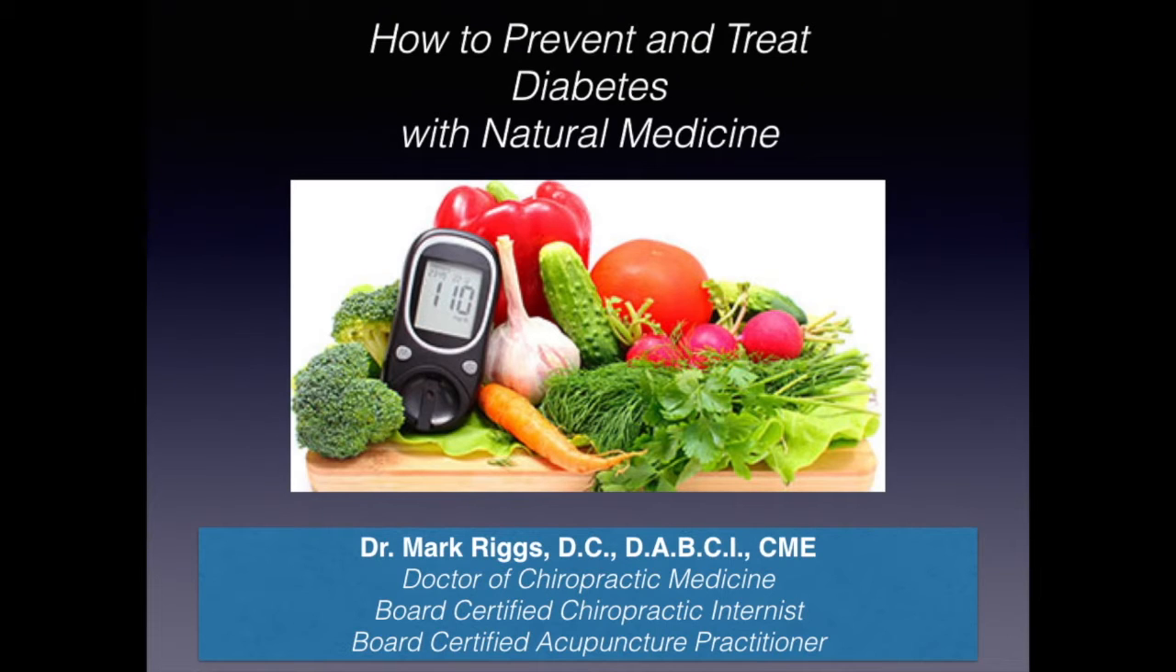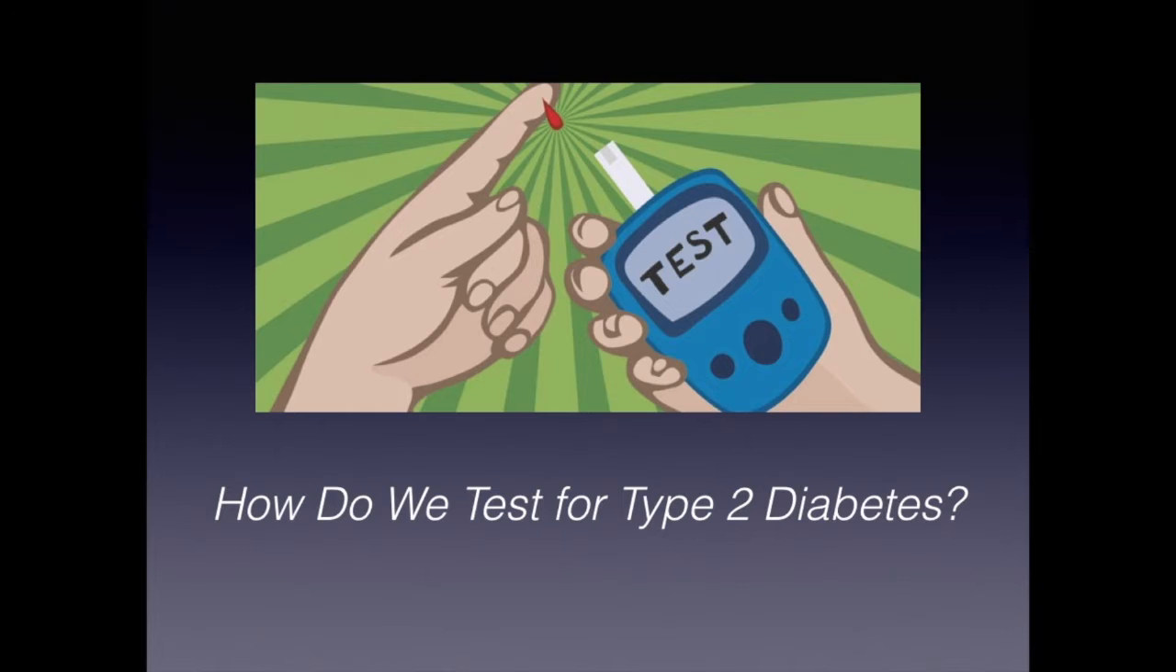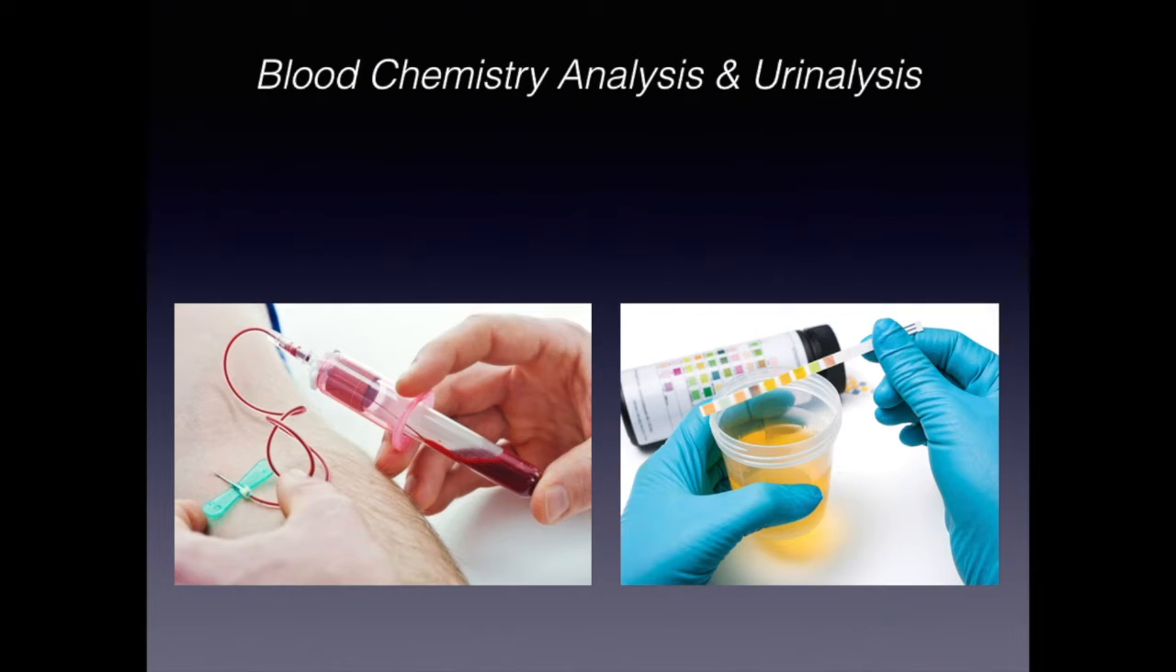We've already gone over what type 2 diabetes is, how it happens, and major risk factors that predispose us to developing type 2 diabetes. And in this presentation, we're going to be going over how to test for type 2 diabetes. Typically, type 2 diabetes is tested for and monitored through a combination of blood chemistry analysis and potentially urinalysis, as well as several other methods of examination, which we will talk about.